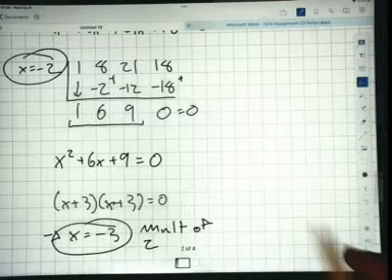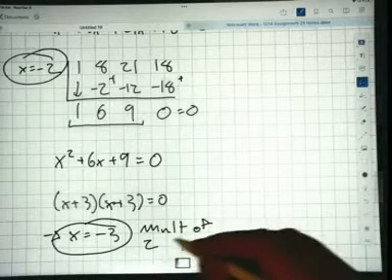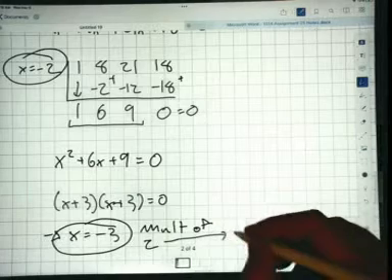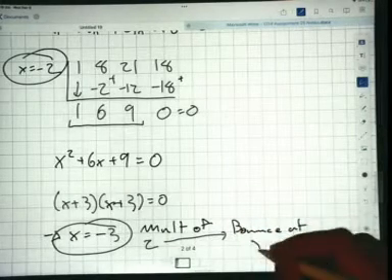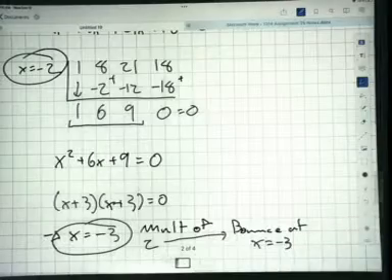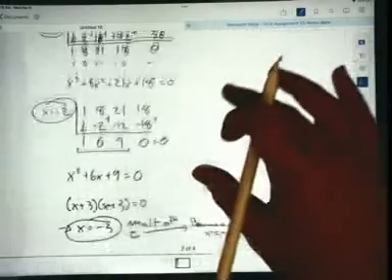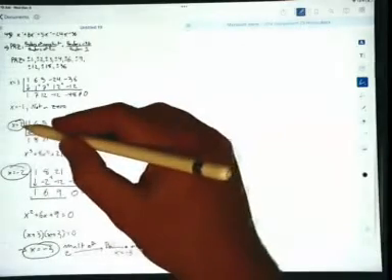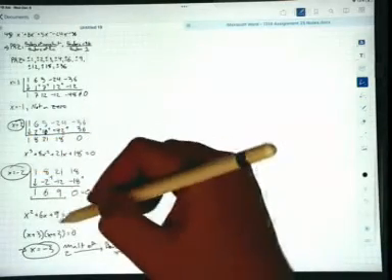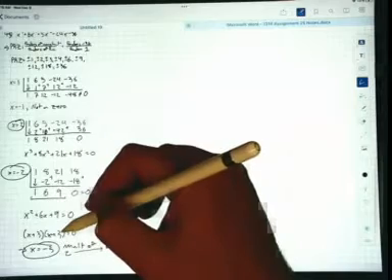Now, remember, what does it mean to have a multiplicity of 2? That means that the graph is going to bounce at x equal to -3. So let's pull all this information together. We have zeros at 2, -2, -3.